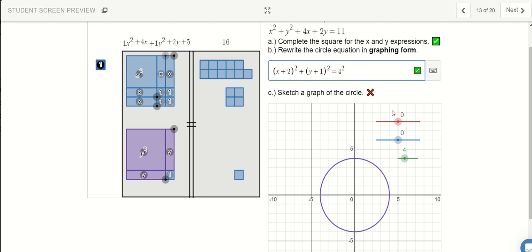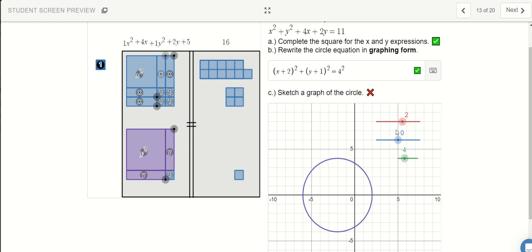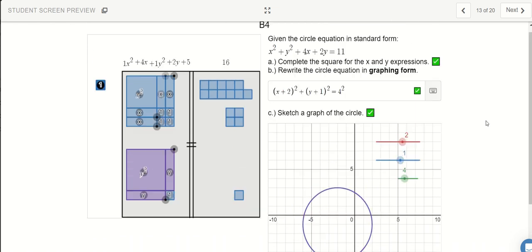All right, and again, plus 2 is moving left, plus 1 is moving down. Okay.